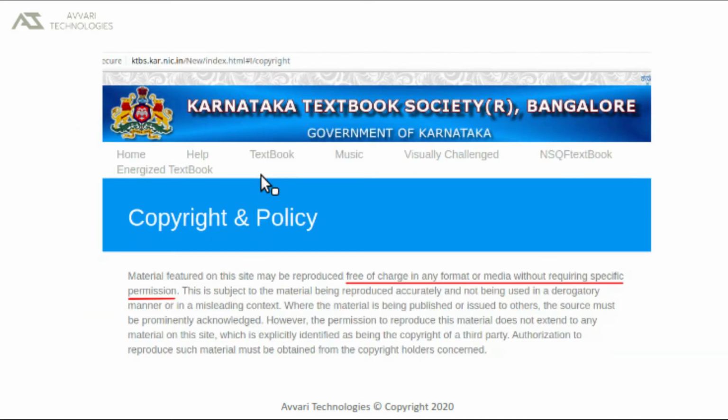The content of this lesson is borrowed from Karnataka Textbook Society under Fair Usage Policy.